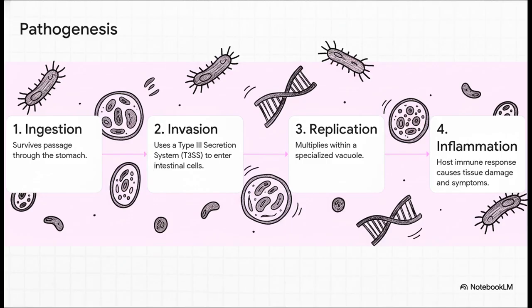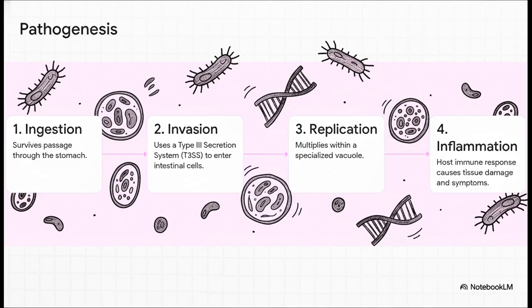How does it actually make us sick? Well, after you ingest it, it has to survive the acid bath of the stomach. Then, in the intestine, it deploys this incredible weapon called a type 3 secretion system. Think of it like a molecular syringe. It literally injects proteins into our own cells, tricking them into swallowing the bacteria.